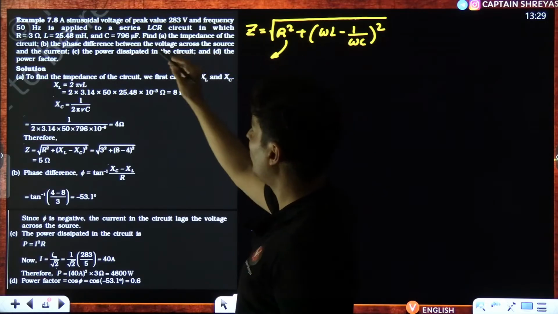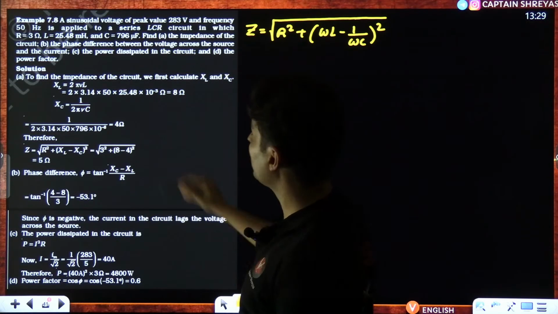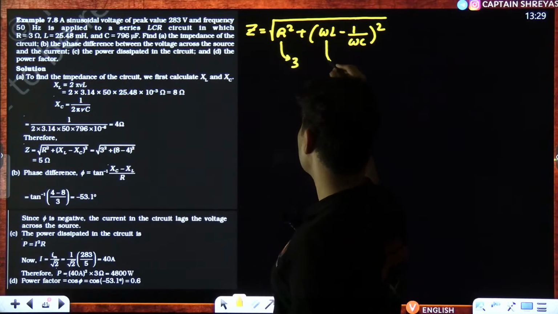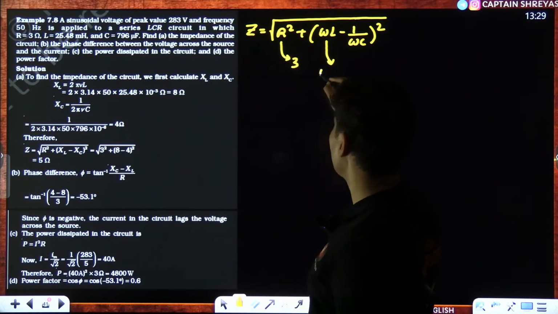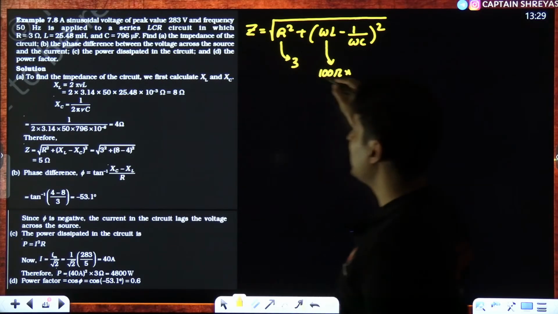Resistance is already given. How much is the resistance? Just check. Resistance is 3 ohms. So this is already given as 3. This omega L, omega is 100 pi. So 100 pi into inductance. Inductance is 25.48.